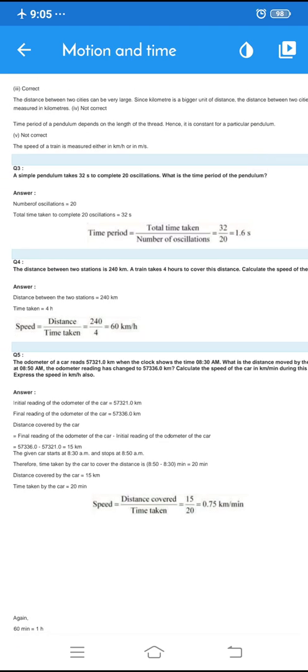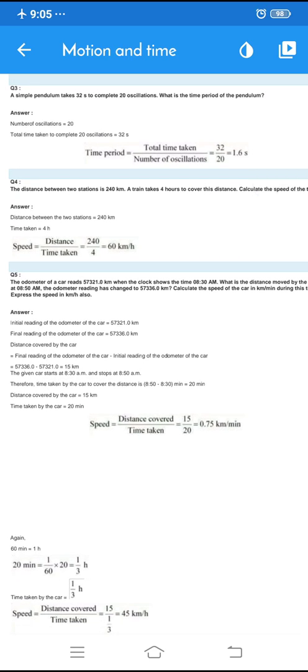Yes, let's go for the problem questions. A simple pendulum takes 32 seconds to complete 20 oscillations. What is the time period of the pendulum?